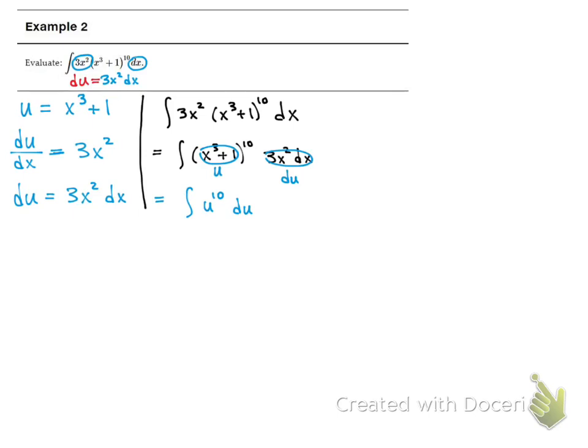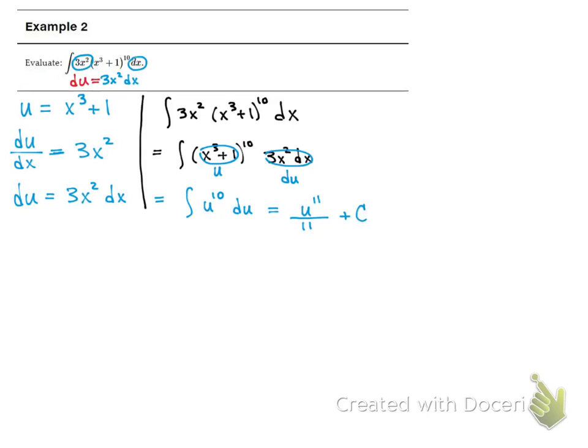So now it's a very simple integral to find. We can just use the power rule for integration. So using the power rule for integration, we know that this is going to be equal to u to the 11th power divided by 11. And then, of course, plus a constant of integration c.